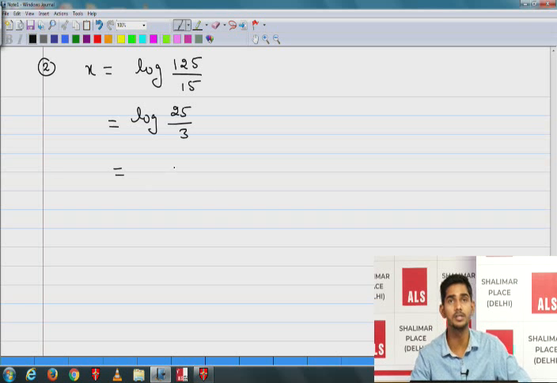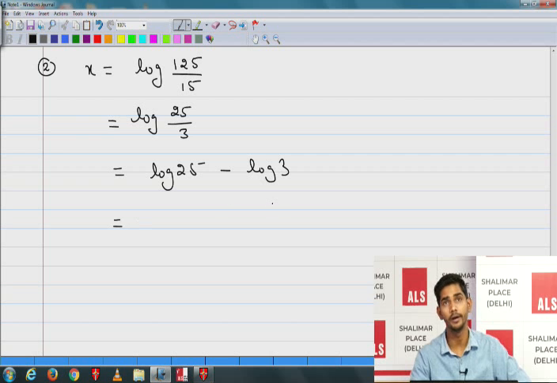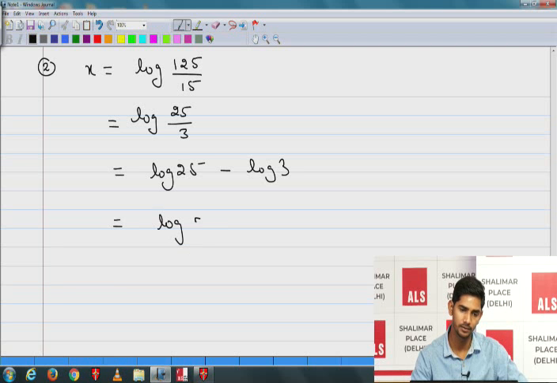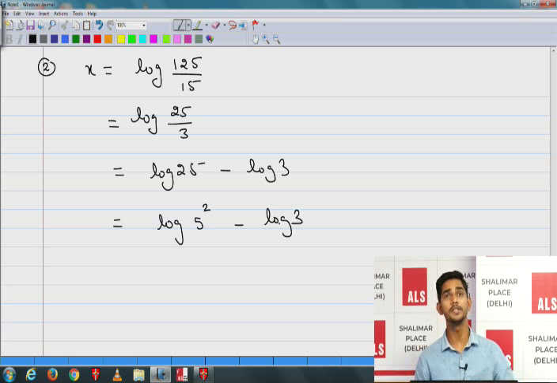Now you can check out, this is the property of log m upon n. So I can write it as log 25 minus log 3. Now, I have told you the value of log 3, but I haven't told you the value of log 25. So here, I need to break the 25 as well, and I can say that 25 can be written as 5 to the power 2, means 5 square is nothing but 25.